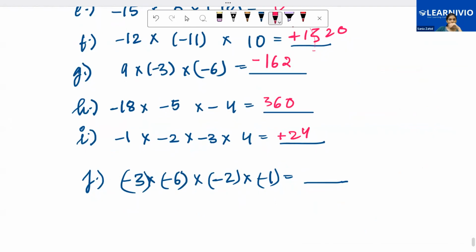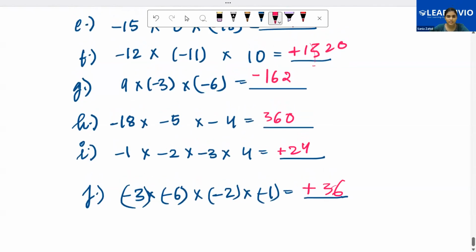36. Yes, 36. Now let's check. The first one is 12, 9, 18 multiplied with 9. 162 is correct, but the sign, see, you have a positive sign, then you have a negative sign. So plus and minus will be minus, and then minus and minus will be plus again. So answer will be plus.